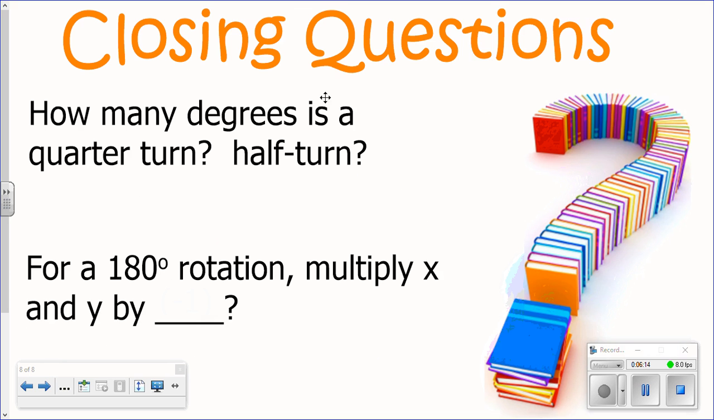So how many degrees is a quarter turn and a half turn? A quarter turn is 90 degrees, a half turn is 180. For a 180 rotation, multiply the x and the y by negative 1.